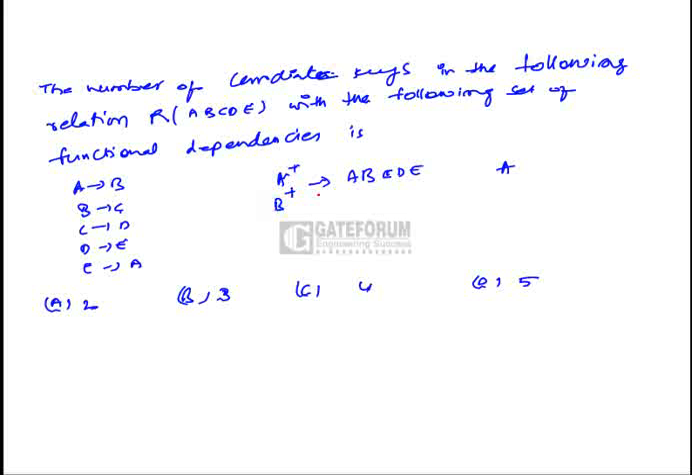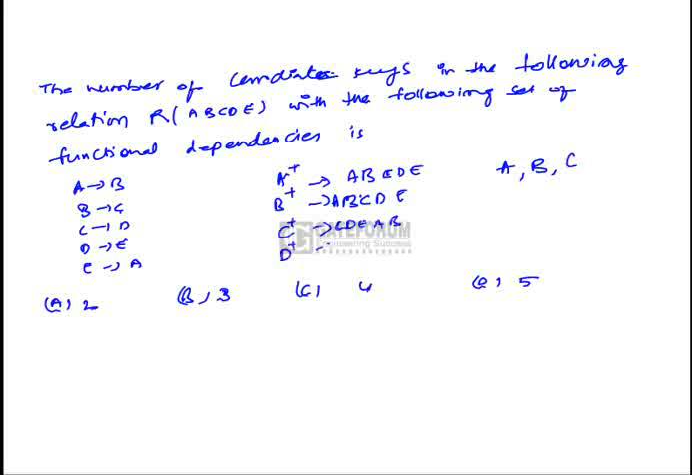If we find B closure also, we'll be getting A, B, C, D, E. So even B can derive all the attributes of the table. So we can say that B is also a candidate key. So if we find C closure also, from C we can get D. From D we can get E. From E we can get A. From A we can get B. So even C is also a candidate key.